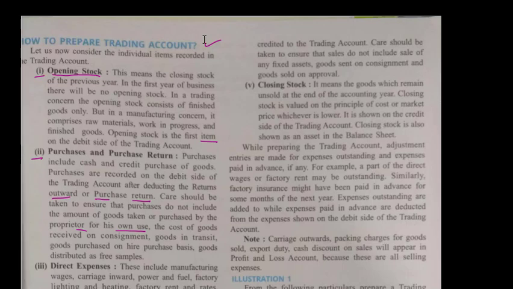Goods in transit are also not included in purchases. Goods purchased on hire purchase basis are also not recorded. And sometimes some goods are distributed as free samples. As they are free, you will not record them as a purchase.